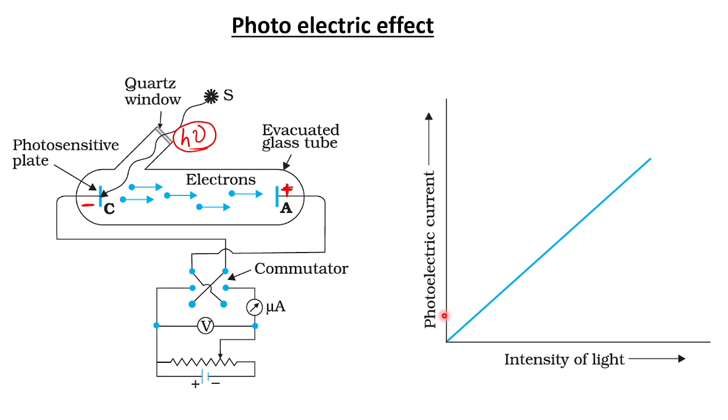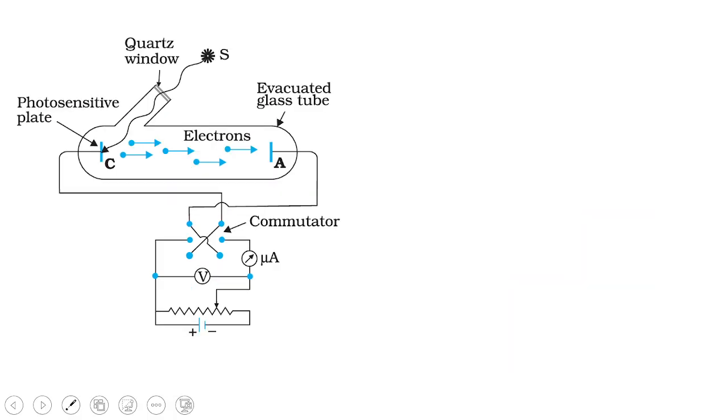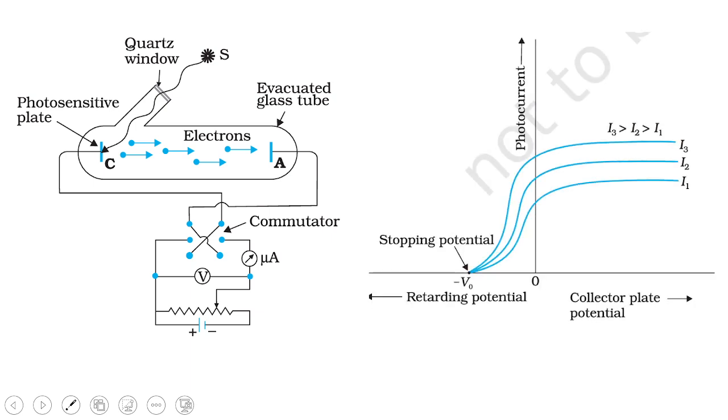Okay, so sir, the first graph is clear. Photoelectric current versus intensity is clear. The next set of graphs, what is this? This graph is very important. There is a question based on this graph. Do you know this graph? Do you have any idea? Okay, no, sir, you don't know. Okay, listen, I will explain that.